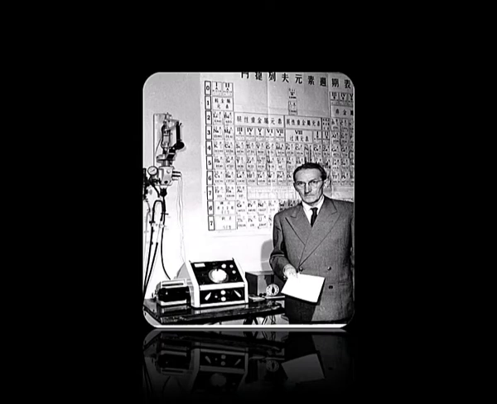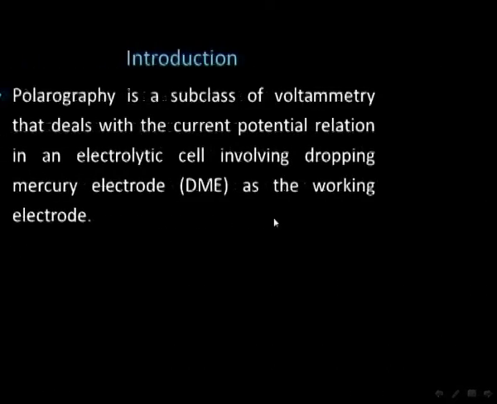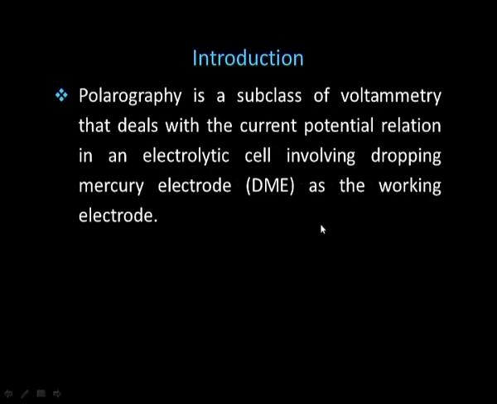This is the first polarograph which was used by Professor Heyrovsky, and you can see here the electrode, which is the dropping mercury electrode. We will talk about it in detail in a few minutes. Polarography can be classified as a subclass of voltammetry, which deals with the current potential relation in an electrolytic cell involving a dropping mercury electrode as the working electrode.